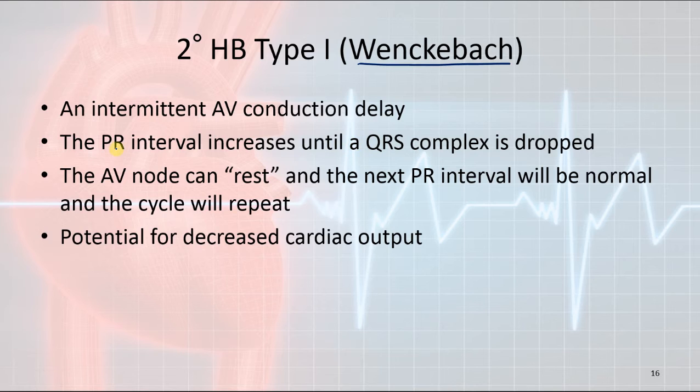What is specific about a Wenckebach is that the PR interval increases. It doesn't stay the same like it does in the previous rhythms that we've discussed. The PR interval will widen as you get closer to completely dropping a QRS complex, which means you end up with an extra P wave. The AV node will then rest, and then the next PR interval will start over again, and you'll repeat this process. The concern we have about this is that if we're dropping QRS complexes, we can have a decrease in cardiac output.